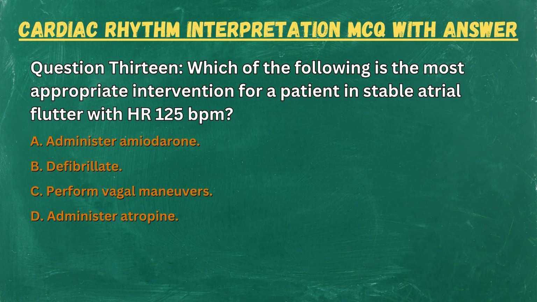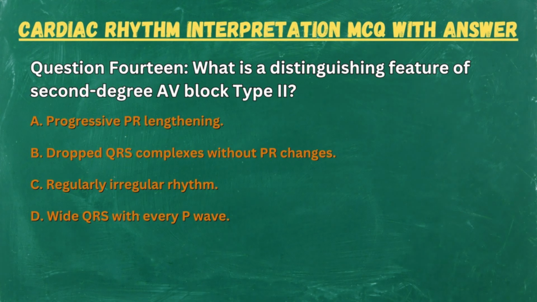Question 13. Which of the following is the most appropriate intervention for a patient in stable atrial flutter with HR 125 BPM? A. Administer amiodarone. B. Defibrillate. C. Perform vagal maneuvers. D. Administer atropine. Answer: A. Administer amiodarone.